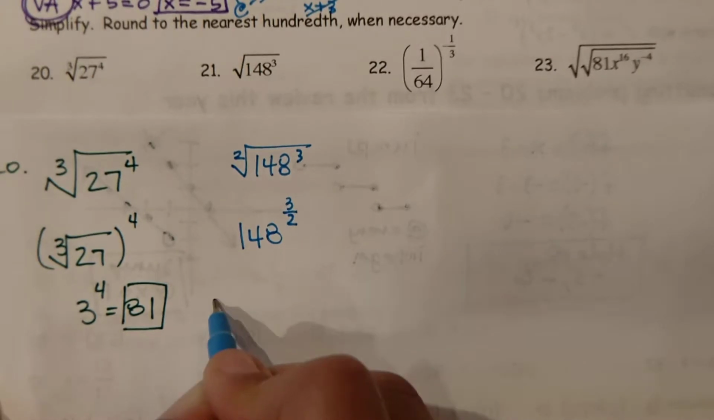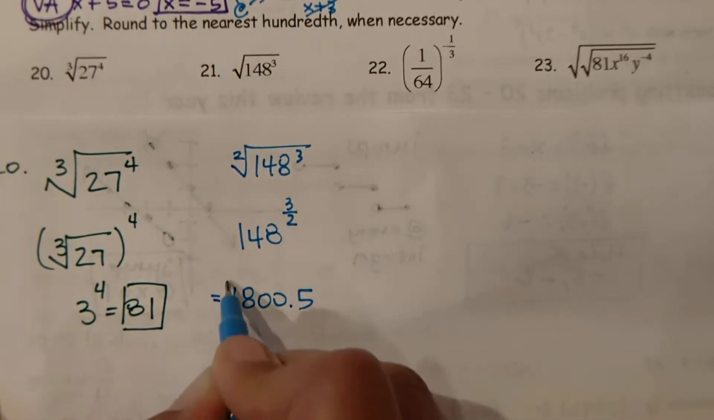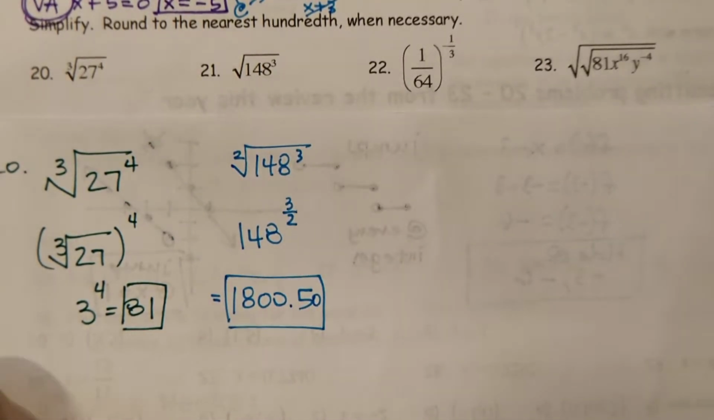So if you put this into your calculator, you'll get 1800.5. Or 50. We're rounding to the nearest hundredth. I apologize.